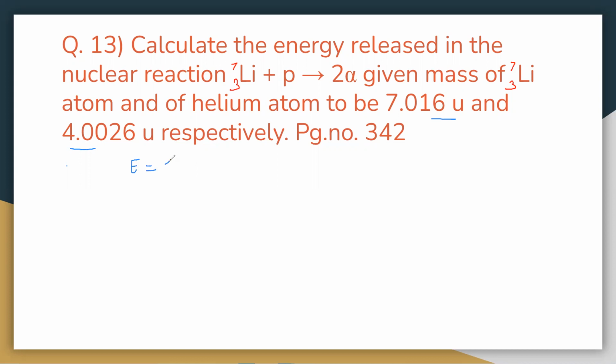Energy is equal to mass defect into C square, and while finding the mass defect, you are going to find out the difference in the mass of parent nucleus minus product.